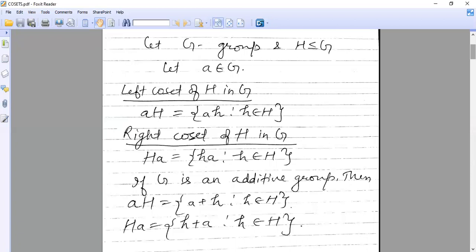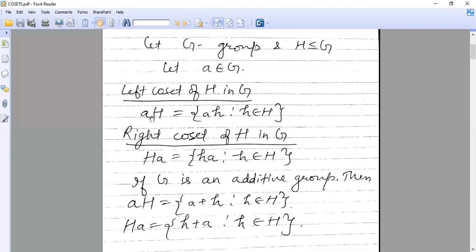There are two types of cosets, left coset and right coset. And whenever we talk about a coset, the cosets are always of some subgroup. So let G be a group and H a subgroup of G, and suppose that a is any member of the group G. First of all, we are going to define the left coset of H in G. Here H is a subgroup of G and a is an element of the group G. So the left coset is denoted like aH.